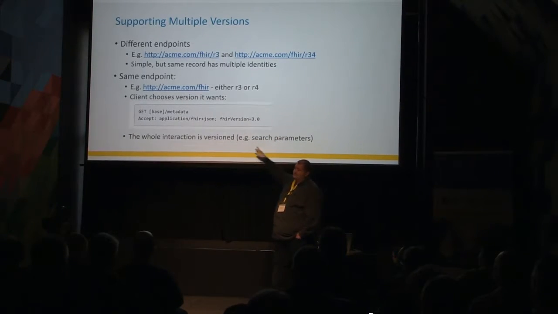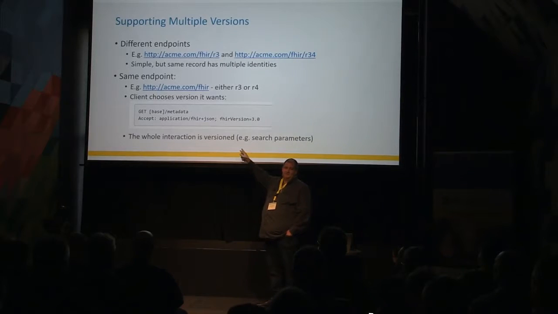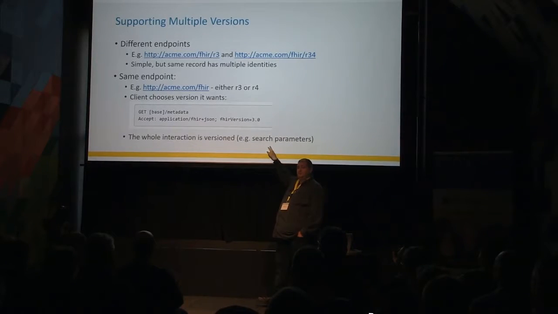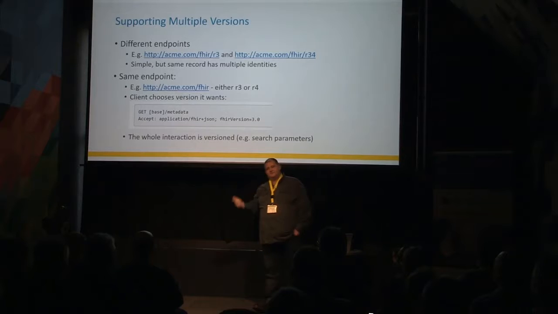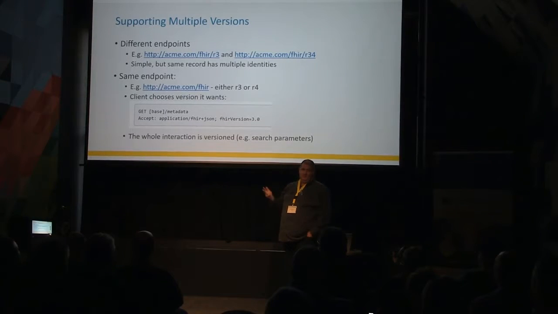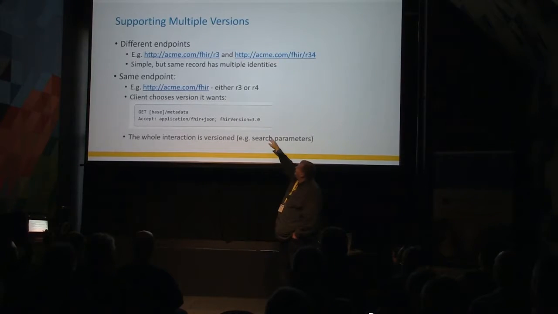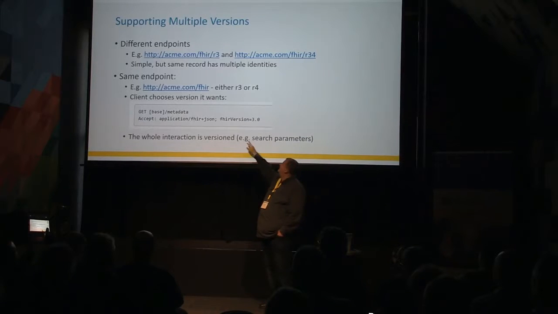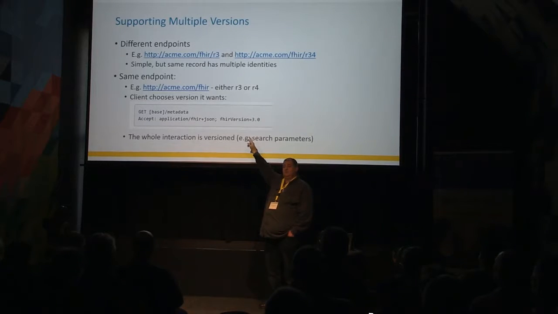And that means the whole interaction is versioned, not just the version of the resource. So the headers, the search parameters, they'll all have the same version. You can't say, except for one special case I'll get to later, hey, I want to request, here's a release 2 resource, but I'm talking release 3 search parameters and transaction paradigms and so forth. So you can't mix it like that.